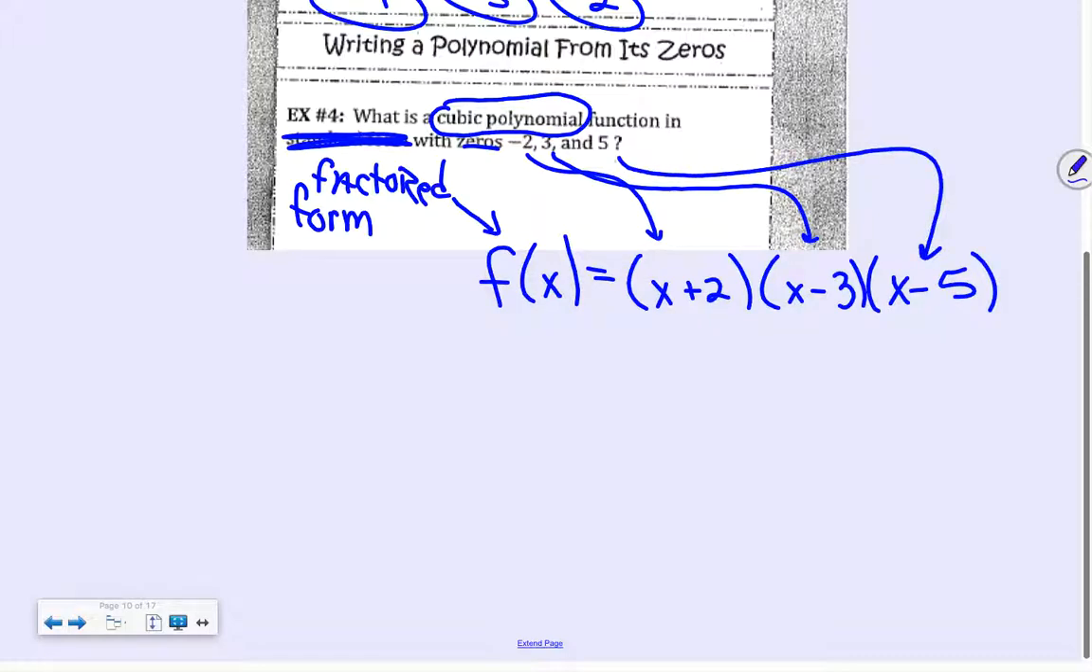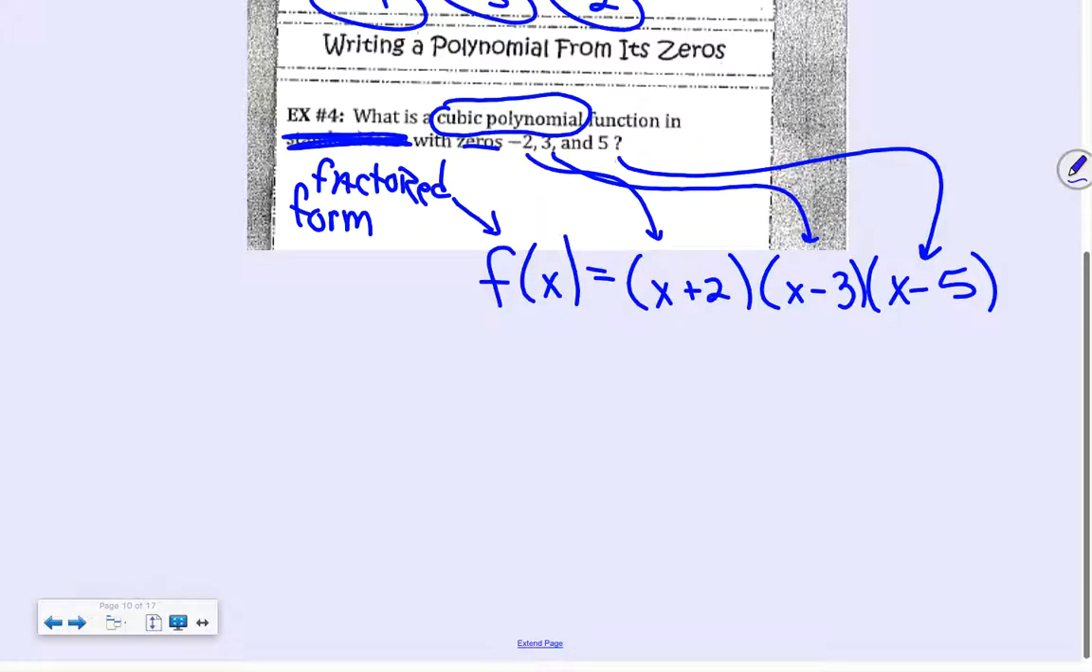Yes or no? Yes. So if somebody tells me the zeros, I know the factors of my polynomial. This times this times this is the polynomial that gives me those zeros. Yes? It's kind of nice when somebody does that for me. Okay?